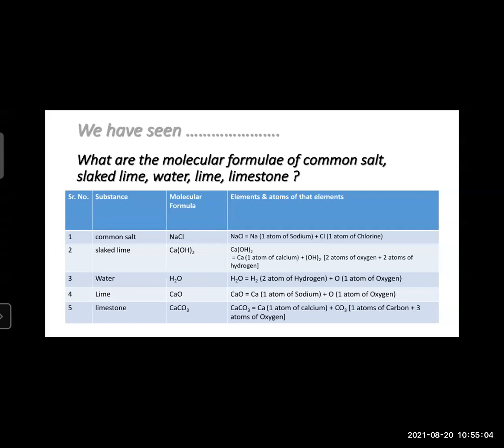The lime, which is called calcium oxide, that is CaO, is made up of one atom of calcium and one atom of oxygen. The molecular formula of limestone is CaCO3, calcium carbonate, and it is made up of one atom of calcium, one atom of carbon, and three atoms of oxygen.